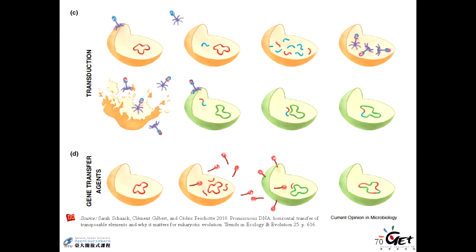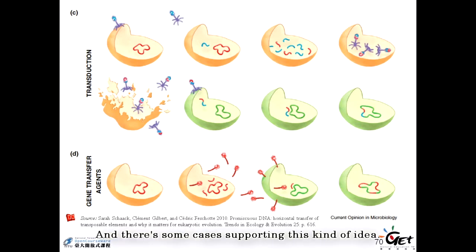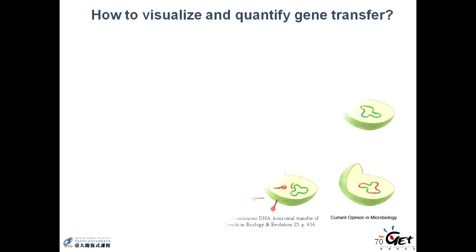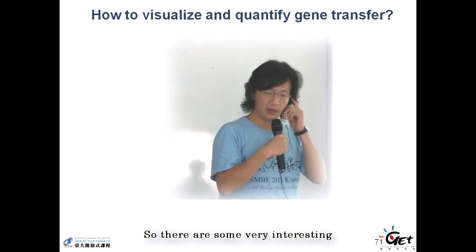That's where there's a lysis of the whole donor cell, and then the DNA is transferred to the recipient. And there are some cases now recognized of something called the GTA, the gene transfer agent. They transfer the DNA without killing the donor cell. And there are some cases supporting this kind of idea.